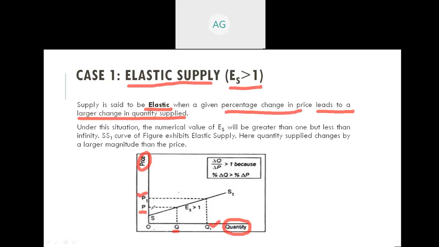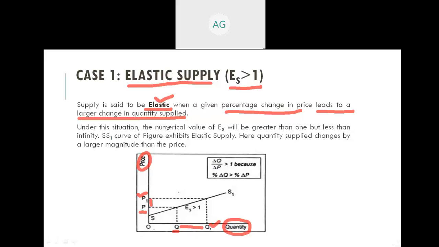As you can see from this graph, the change from P to P1 is just small as compared to the change on the quantity axis. The change of Q1 from Q is larger than the change from P to P1. So that's what is written in this line. The supply is said to be elastic when a given percentage change in price, from P to P1, leads to a larger change in quantity supplied. A small percentage change in price leads to a larger percentage change in the quantity, from Q to Q1. So this type of change is considered as elastic supply.